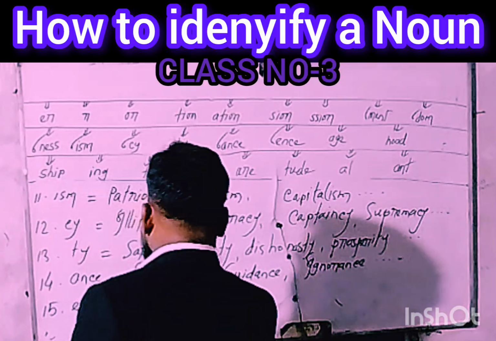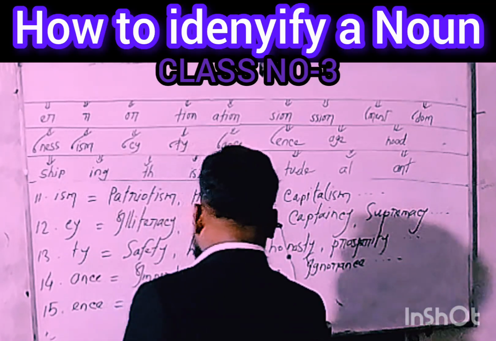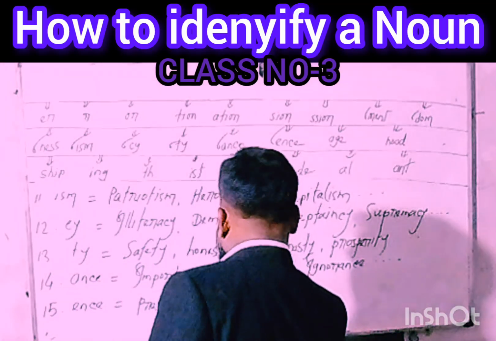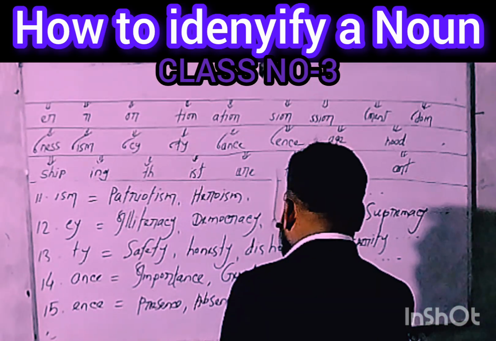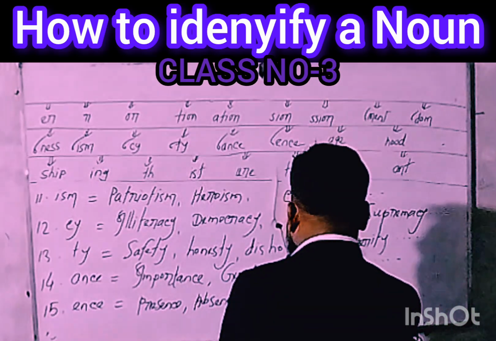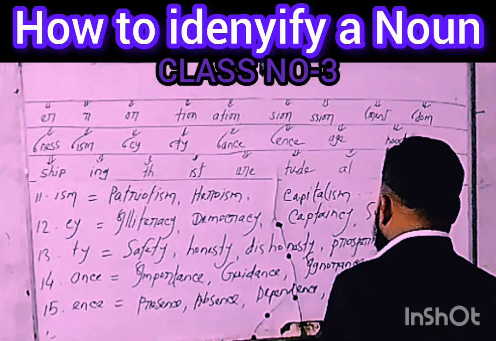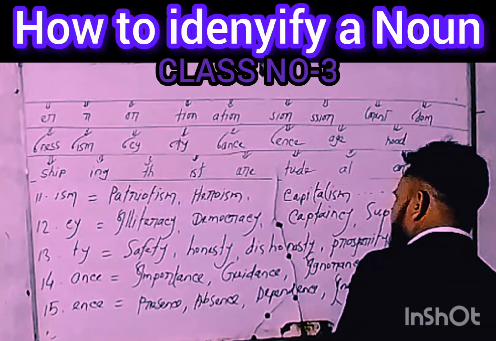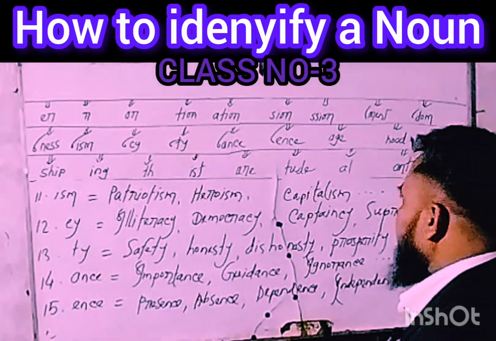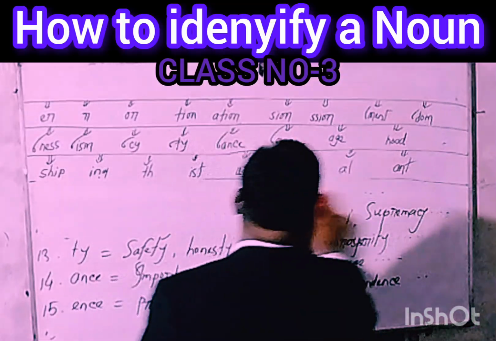Now think about the next suffix, ence. For example, presence, absence, dependence, independence, etc. Hope that you have understood clearly.